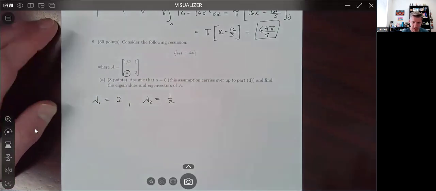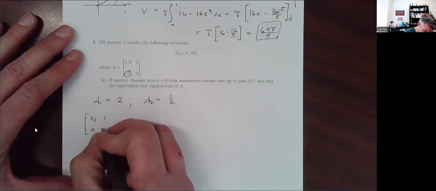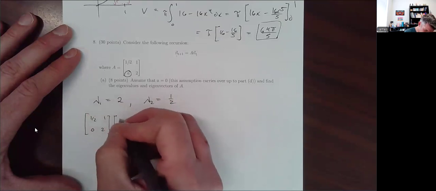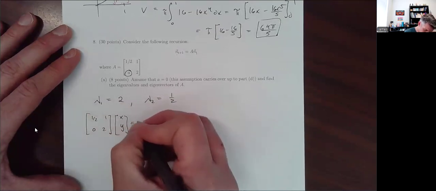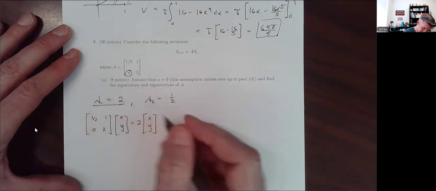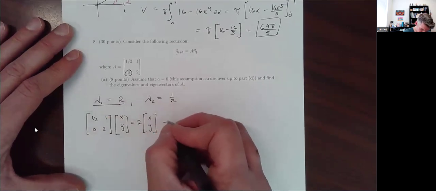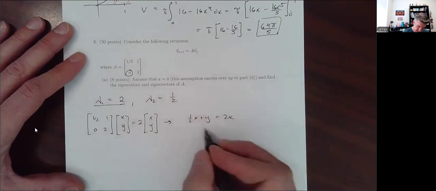Okay, so then find the eigenvectors, usual deal. You're going to have 1/2, 1, 0, 2. So this is for lambda 1 times, we don't know, x, y equal to 2 times x, y. We're doing this one first. So the first equation is going to give us 1/2 x plus y equals 2x.